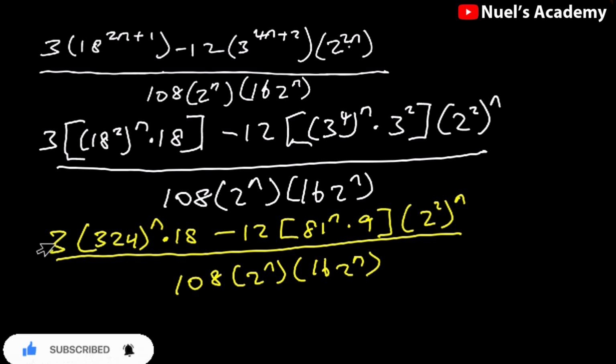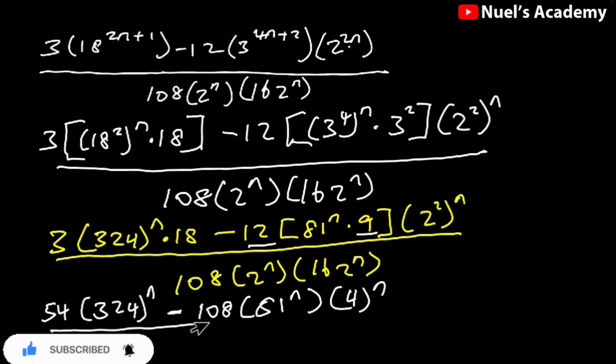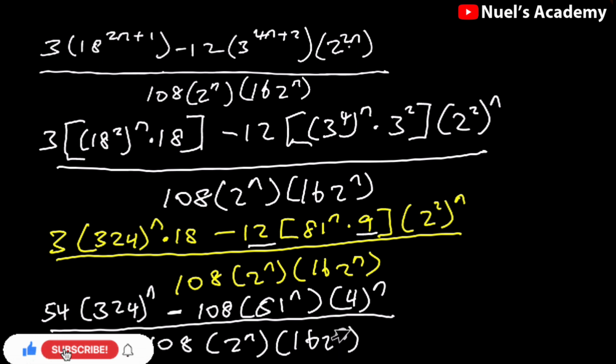So we now have 3 times 18. So 3 times 18 is equal to 54. Then multiplied by 324 raised to the power n. Then minus 12 times 9. So 12 times 9 is equal to 108. Then multiplied by 81 raised to the power n. Then multiplied by 2 raised to the power 2 is 4. Then raised to the power n. Then this is over 108 multiplied by 2 raised to the power n into 162 raised to the power n.